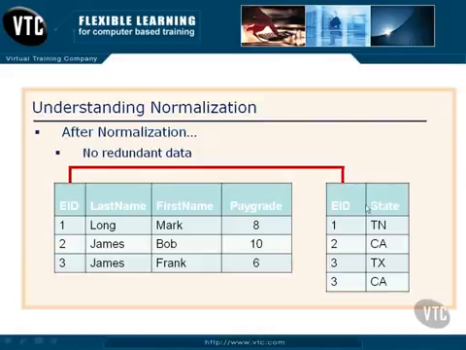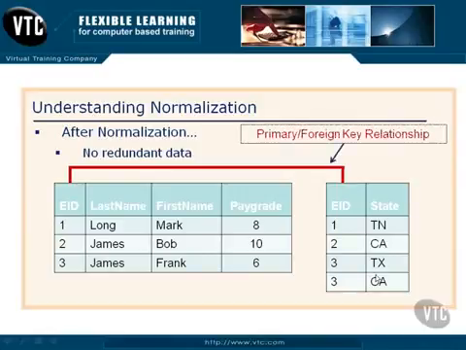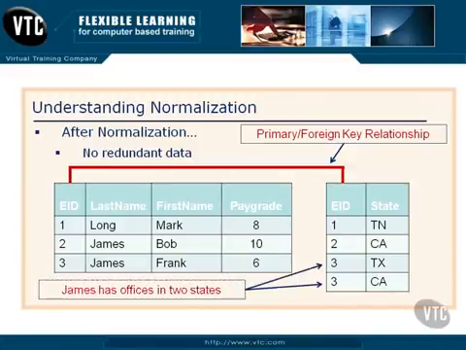And then over here in our related table, we put the states. And notice Frank James is 3. He has 2 entries over here for 3, one in Texas, one in California. By creating a join on these tables, when we query this data, we can get everybody's states. I hope that makes sense to you. Because what we've done now is we've created a primary foreign key relationship between these 2 tables so we can join that data and give it meaning. And we can easily see here that James has offices in 2 states, but we haven't had to replicate data.